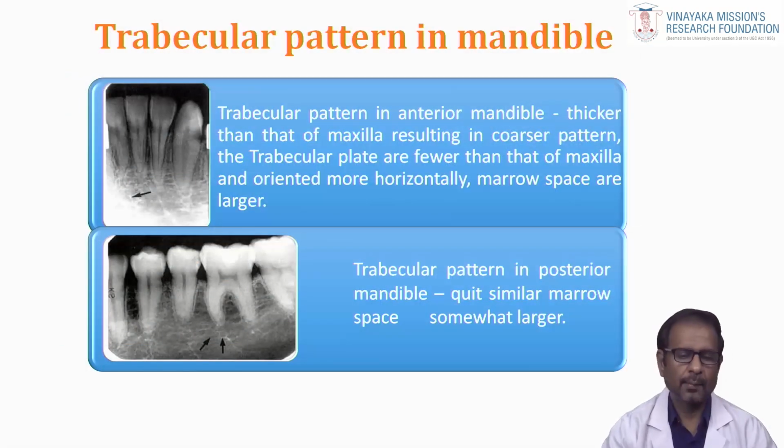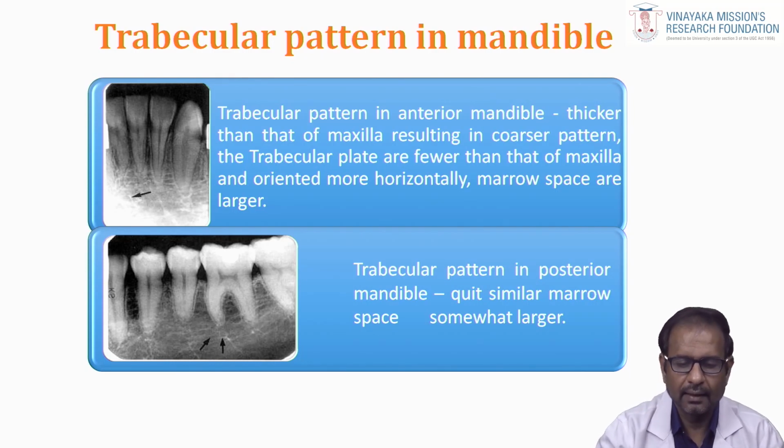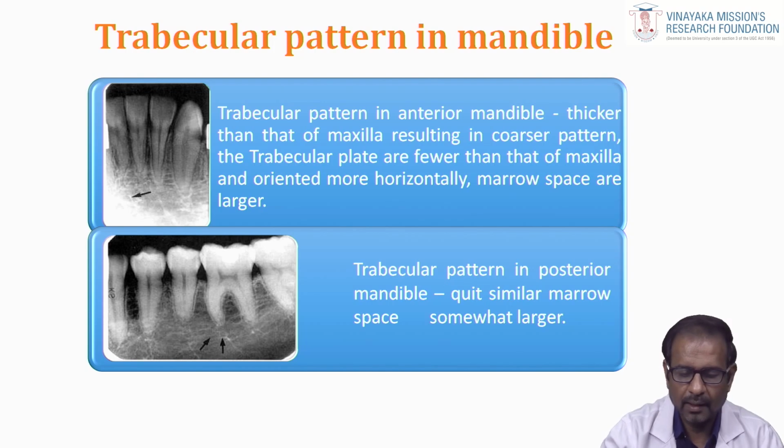The next one is the trabecular pattern in the mandible. The trabecular pattern in the anterior mandible is thicker than that of the maxilla, resulting in a coarse pattern. The trabecular plates are fewer than those of the maxilla and oriented more horizontally. Marrow spurs are larger in the mandible. The trabecular pattern in the posterior mandible is quite similar, with marrow spurs somewhat larger.